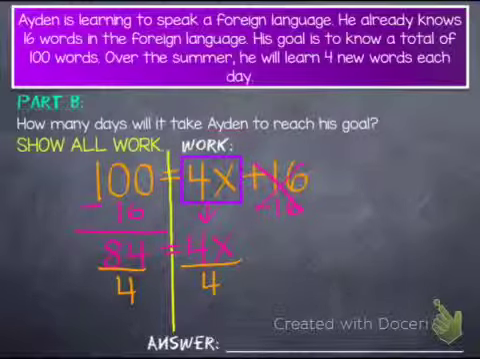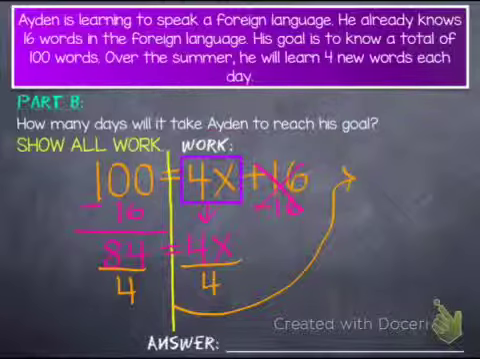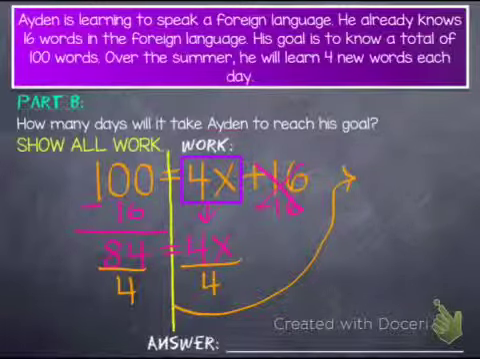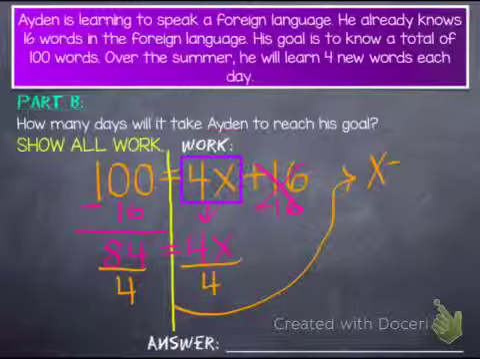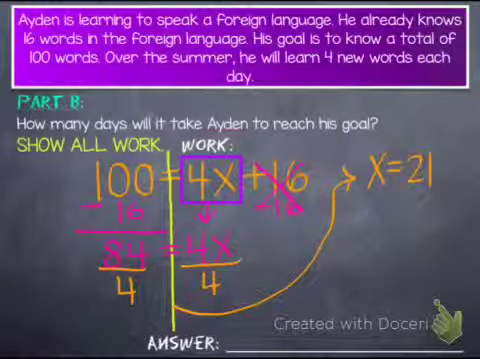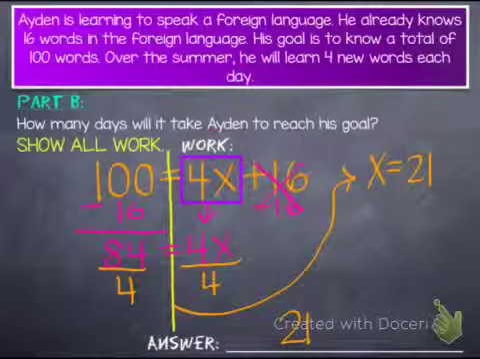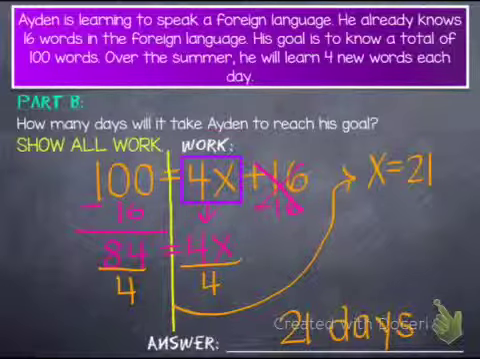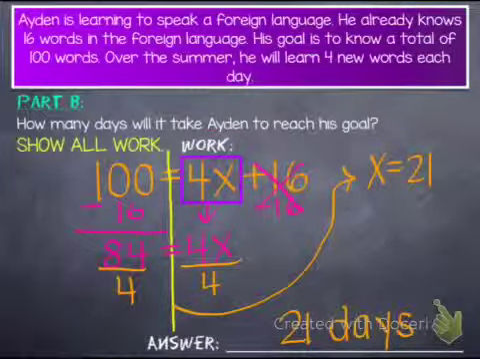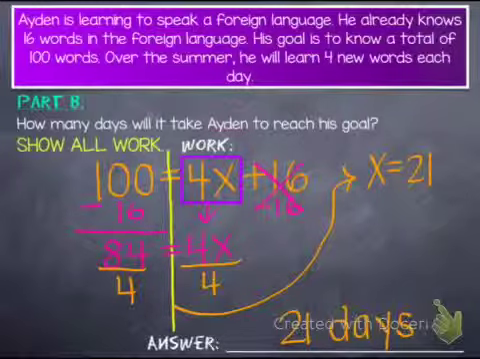So x ends up being equal to 21. So our answer, how long is it going to take Aiden? It's going to take him 21 days if he learns 4 new words each day, and he already knew 16. It's going to take him 21 days. So that was part B.